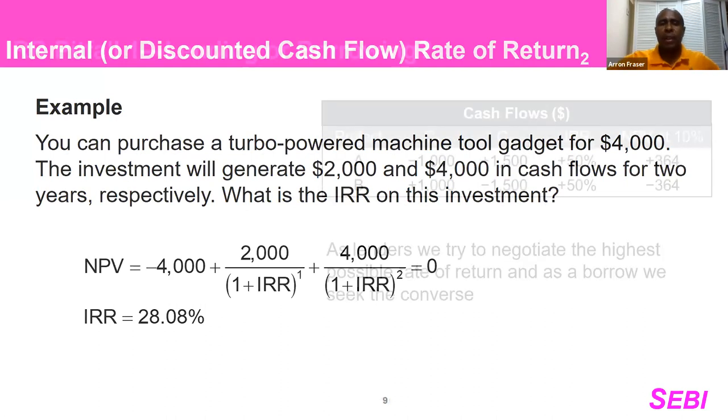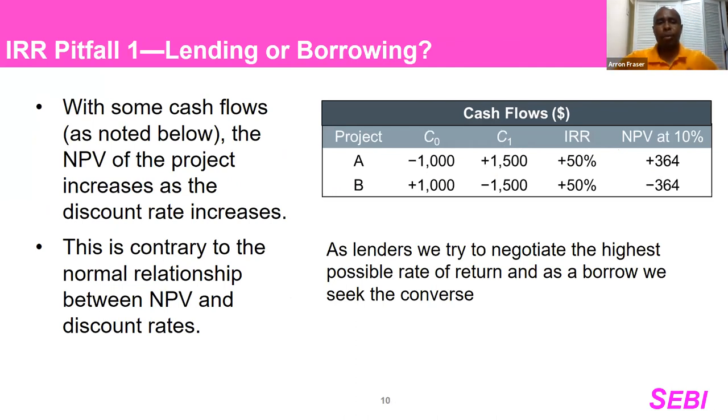We're given an example here of project A and project B. Project A has a negative cash outflow and then in period one, it has an inflow of 1500. So the IRR is 50%, and NPV at 10% is plus 364. And then in B, you're receiving 1,000 now and you're paying 1500 later. You see both projects have a 50% internal rate of return.